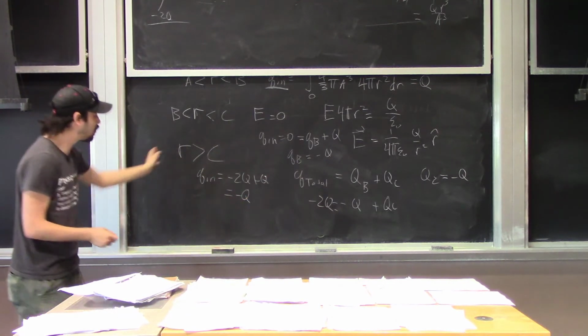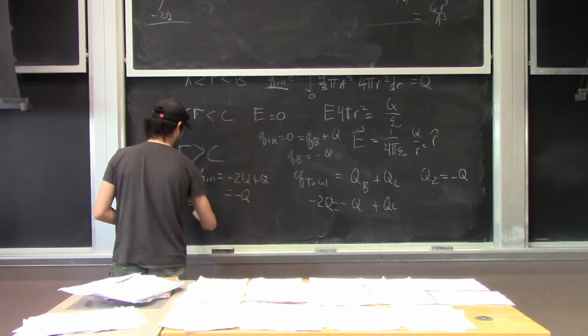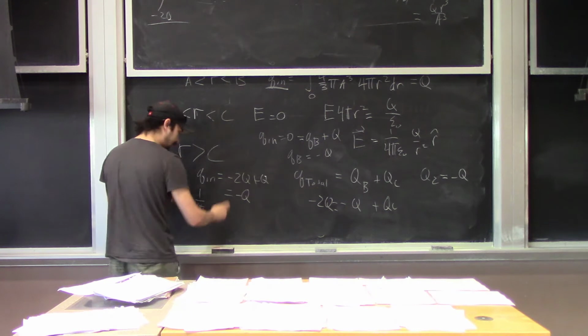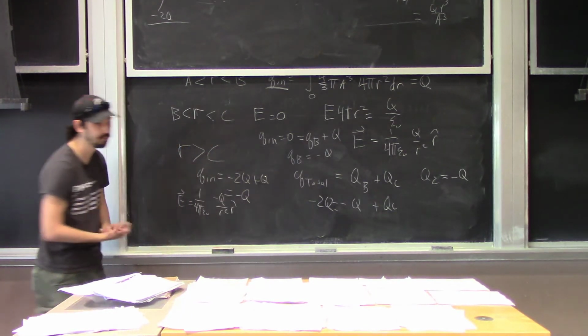Okay? And then we can rearrange this and then see that the electric field E vector is going to be equal to 1 over 4 pi epsilon naught times minus q divided by r squared times r hat. Okay? And that's it.